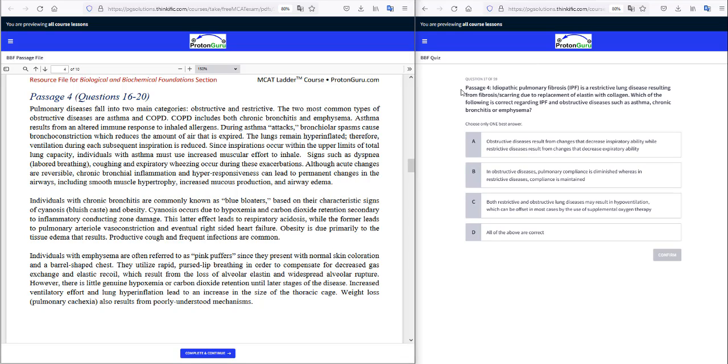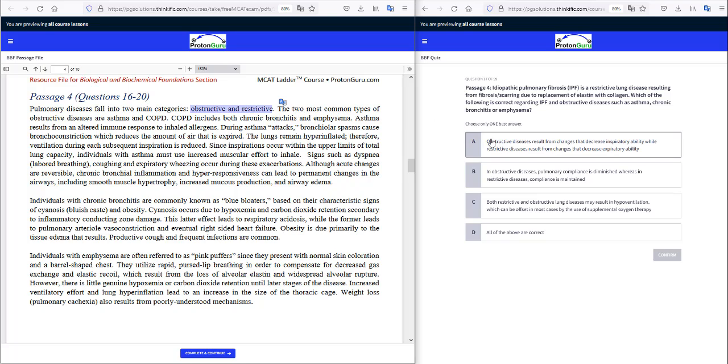So question 17. IPF is a restrictive lung disease resulting from fibrosis and scarring due to replacement of elastin with collagen. Which of the following is correct regarding IPF and obstructive diseases such as asthma, chronic bronchitis, or emphysema? The passage is all about the comparison and contrasting of these different conditions on the basis of whether they are obstructive or restrictive. And here we're asked which are true of both IPF, which is restrictive, and obstructive diseases, such as asthma, chronic bronchitis, or emphysema.